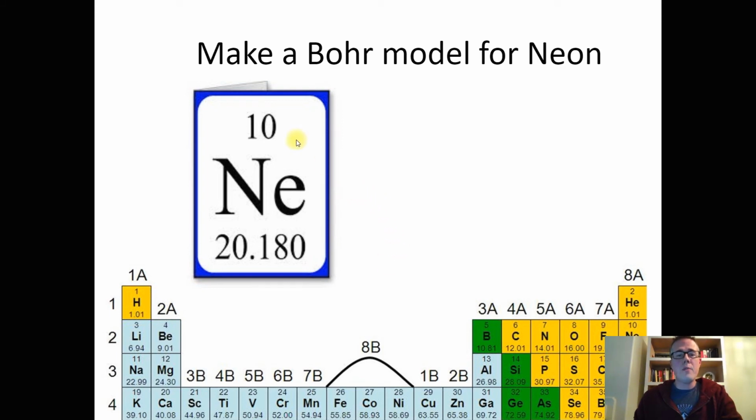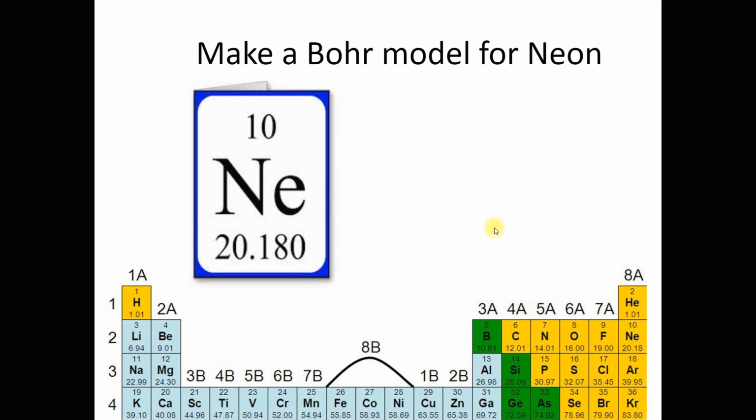So for neon, we're going to have 10 protons, and then we'd round to 20, subtract 10, we're going to have 10 neutrons. And because it's neutral, we're also going to have 10 electrons. In order to place the electrons, you could have counted them out by putting 2 in the first ring and then realizing you have 8 left over and asking, can I fit all 8 in the second ring? Yes, you could. Or you can look and see that neon, right here, is in the second row, so it's only going to have 2 rings.